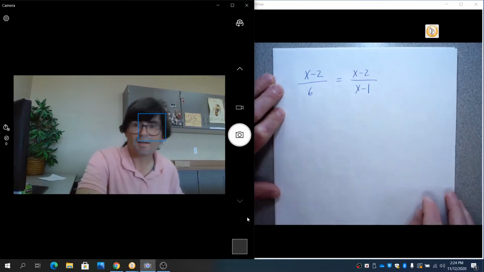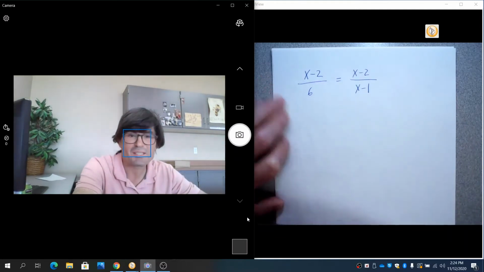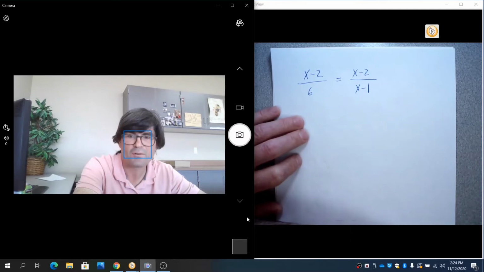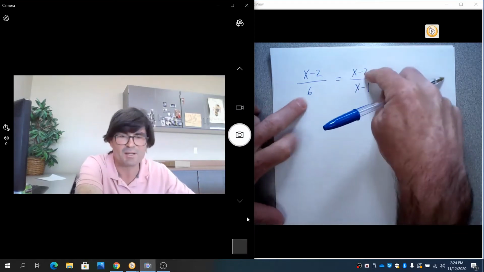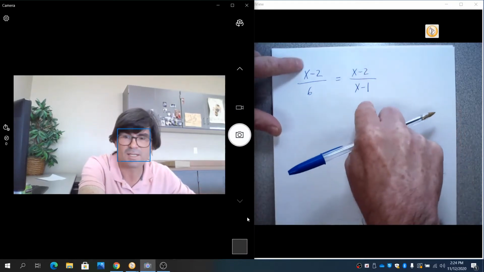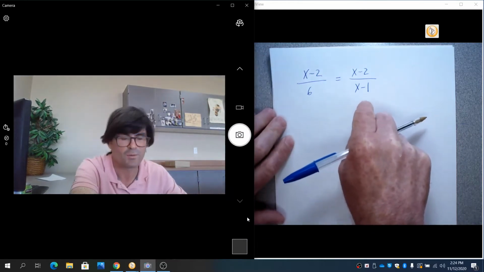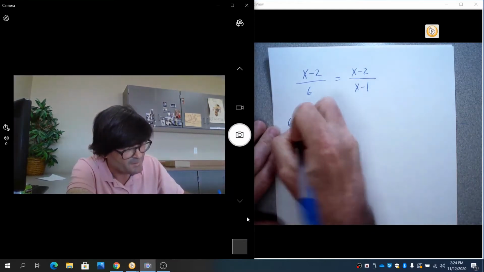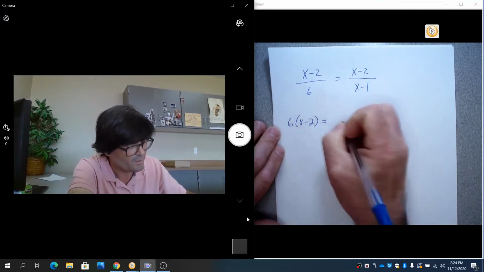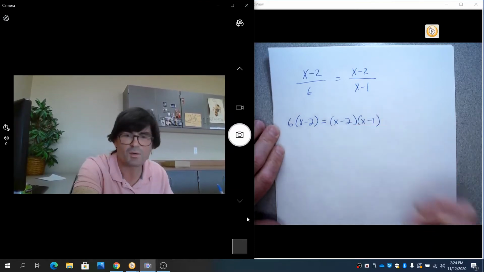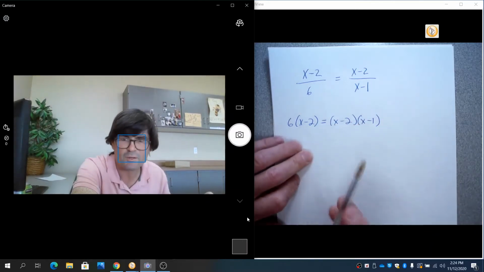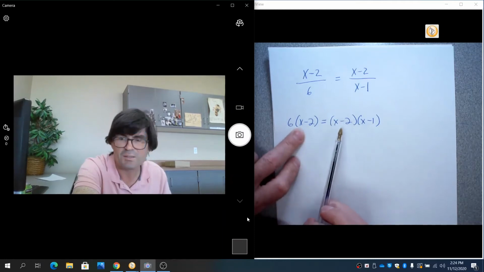Let's try this one. Now, whenever you have a rational equation set up where it's already one fraction equal to another fraction, despite the risk of extraneous solutions, you really are best off just going for cross multiplication. 6 times x minus 2 equals x minus 2 times x minus 1. So let's just go for this and see where it takes me. 6 times x minus 2 equals x minus 2 times x minus 1. Now I'm going to just throw something out there for you before we continue. Notice how x minus 2 is in both terms, both the left and the right side of this equation.